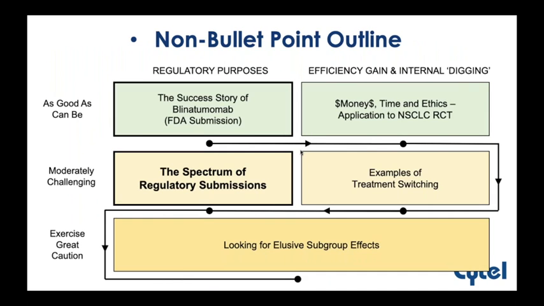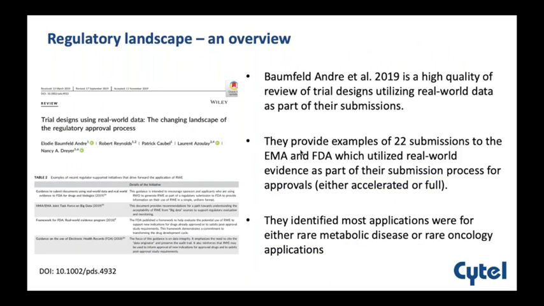Okay, I think the next example, I won't go that much into specific examples. I will mention one, but one review that I'd like to highlight here was this paper by Baumfeld and Andre, which I just think is a brilliant review of how real-world data has been used in clinical trial designs in the regulatory landscape. They've looked at 22 submissions to the EMA and FDA, and what you'll see if you give it a read or just look at table 2 in the paper is that the vast majority of these are actually synthetic controls, and the vast majority of these are also rare diseases.